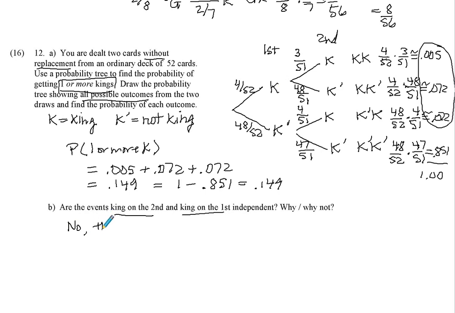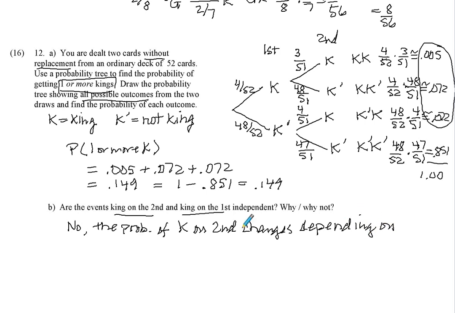The probability of king on the second changes, or depends, say it changes depending on whether you got king on the first draw.